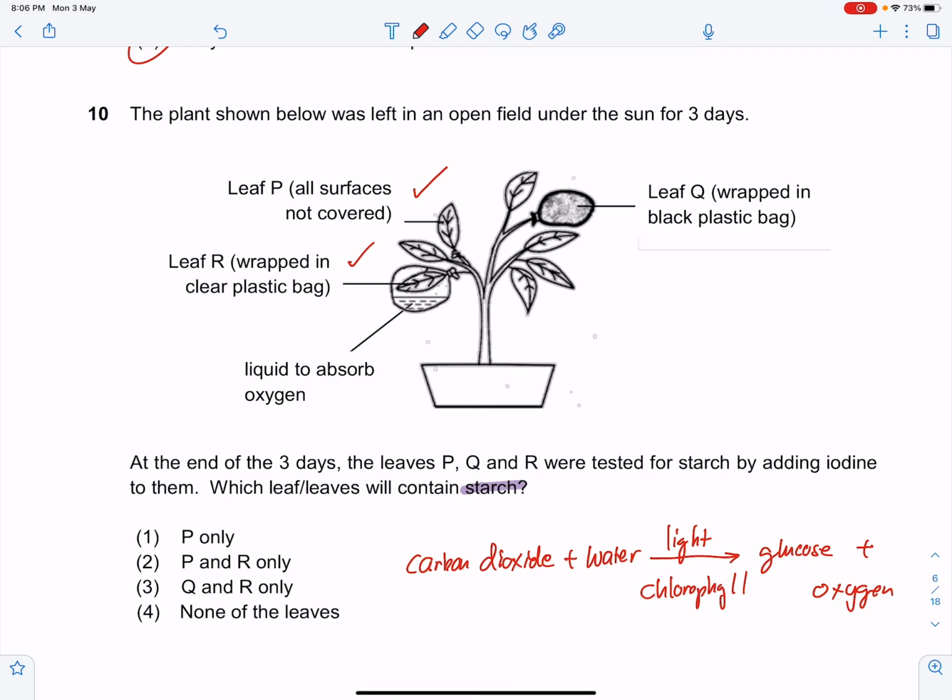Now let's take a look at leaf Q. Now Q is wrapped in a black plastic bag. So therefore, in a black plastic bag, light is not permitted to reach the leaves. Photosynthesis would not occur, and you will not get any starch. So therefore, the answer will be P and R, answer 2.